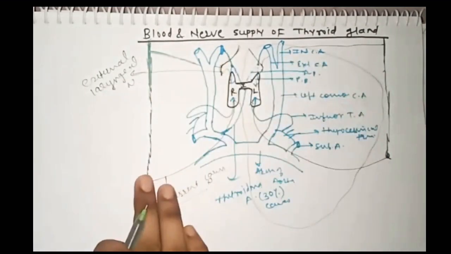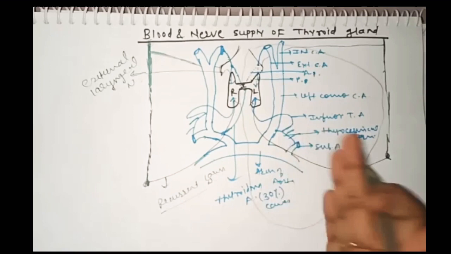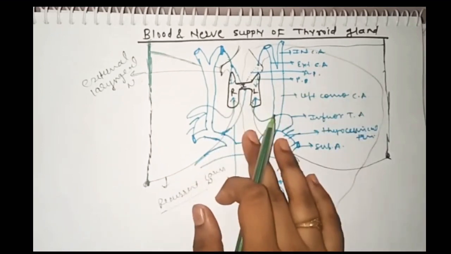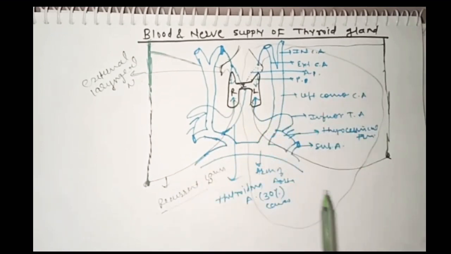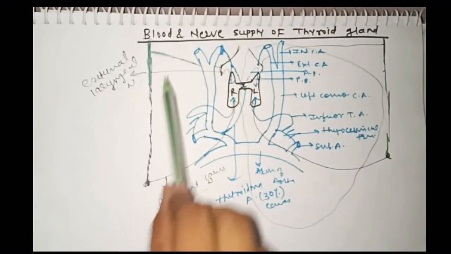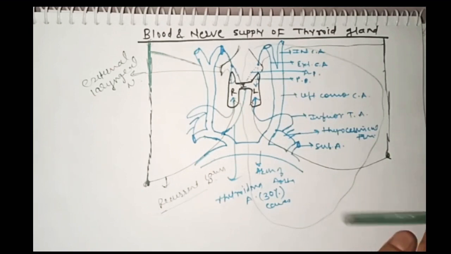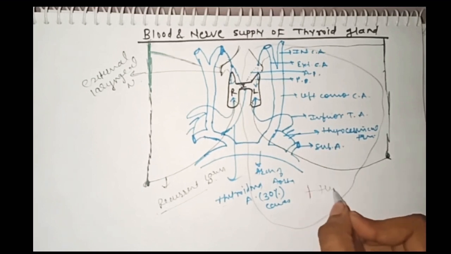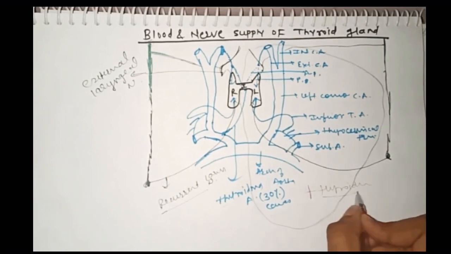So this is all about the nerve supply, and before that we saw the blood supply of the thyroid gland. Then what is the clinical importance? Now we have to briefly discuss the clinical importance of the blood and nerve supply. The clinical importance is during surgery. What exactly happens during thyroidectomy, the surgery of the thyroid gland?